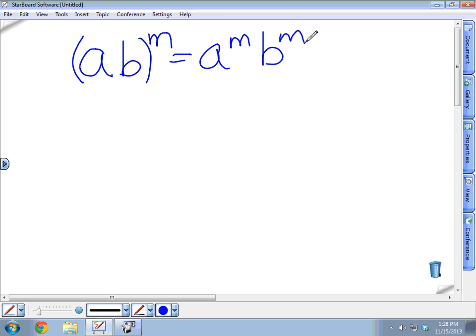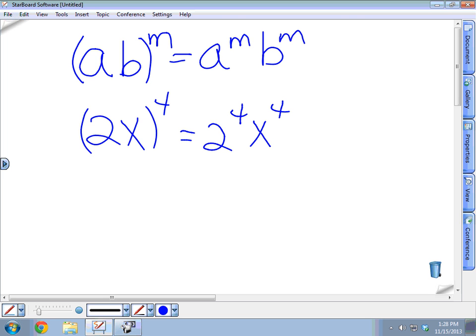Okay? So we're going to pick some real numbers. Make them up. 2x, good. And then pick a power. What do you want to raise it to? 4. 2x to the 4th power means that you're going to have 2 to the 4th power multiplied by x to the 4th power. In other words, they both get raised to that power.